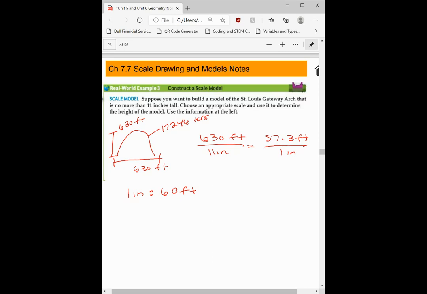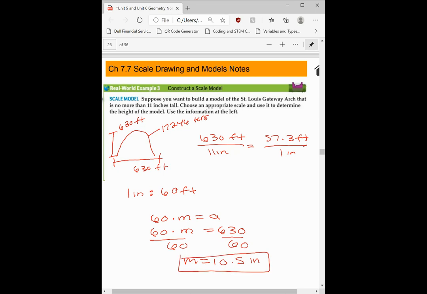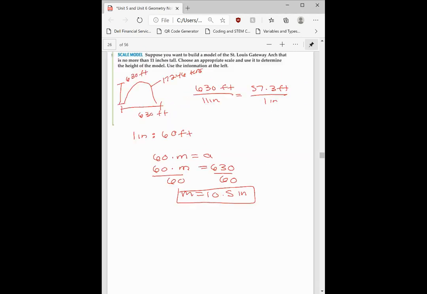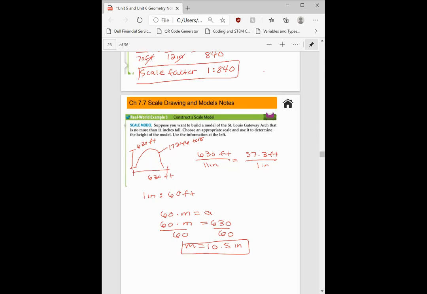So we have this equation: 60 feet times the model will give us the actual answer. The actual answer, we already know, is 630. So we can just divide by 60 to find the model. The model is going to be 10.5. So the height of the model will be 10.5 inches. And that's the answer. Okay. Let me scroll down. Oh, and that was it for 7.7.